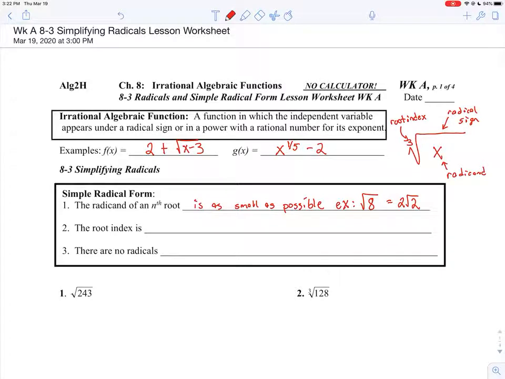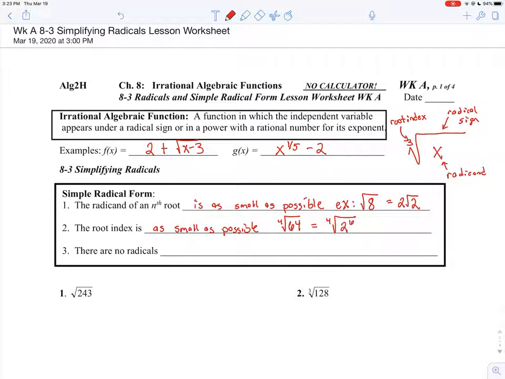The root index on the outside, we also want that as small as possible. So taking an example, if we start with a little bit of a bigger root, say the 4th root of 64, there are a couple different ways you could go at this. You're usually trying to figure out what the smallest base would be. So if we broke that down with 64, especially if you're using your exponent table, that's equivalent to the 4th root of, it would be 2 to the 6th power, right?